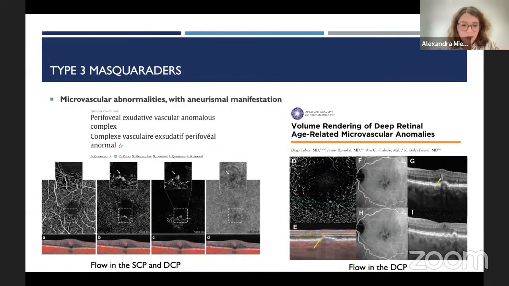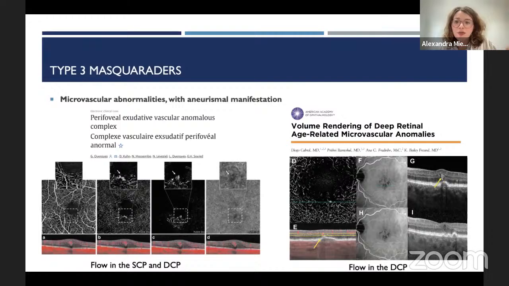So when we think about type 3 masqueraders, we should think, of course, about microvascular abnormalities with aneurysmal manifestation, right? Such as PVAC, for instance, where we can see flow in the superficial and deep capillary plexus, or both of them. The only problem is that less than 2 years ago, a new type of lesion has been described, which looks a lot like PVAC, but it comes apparently only from the deep vascular complex, which is DRAMA.